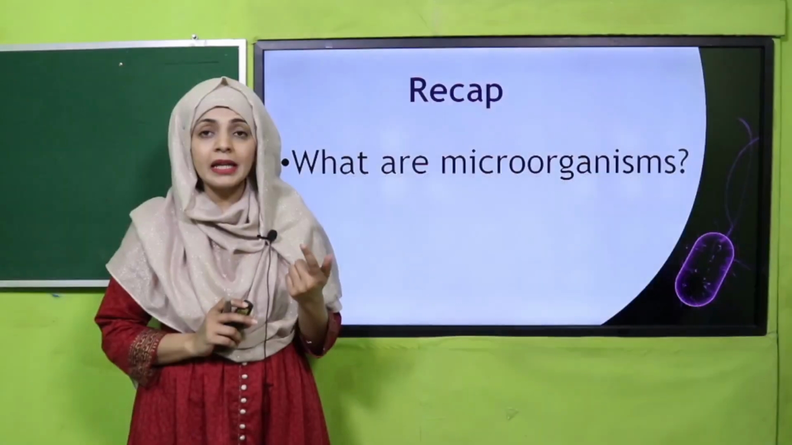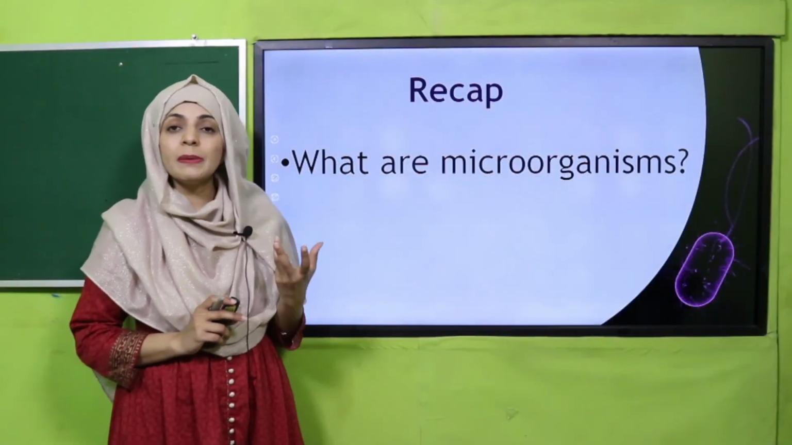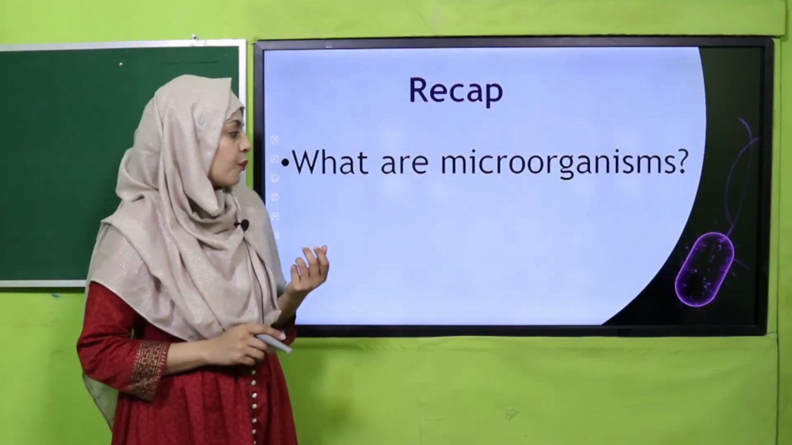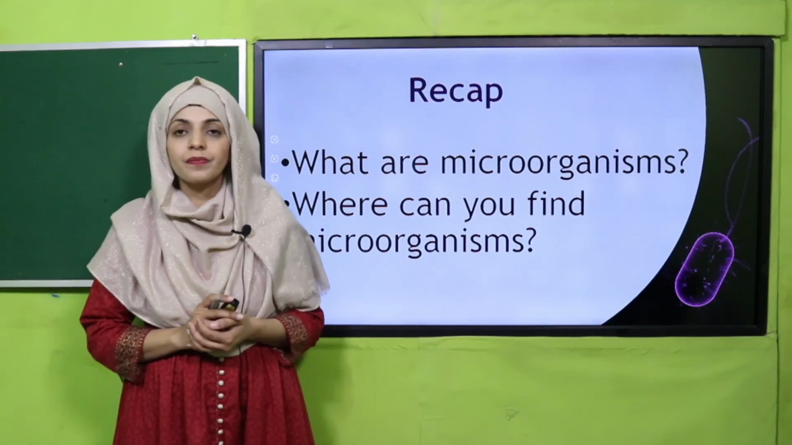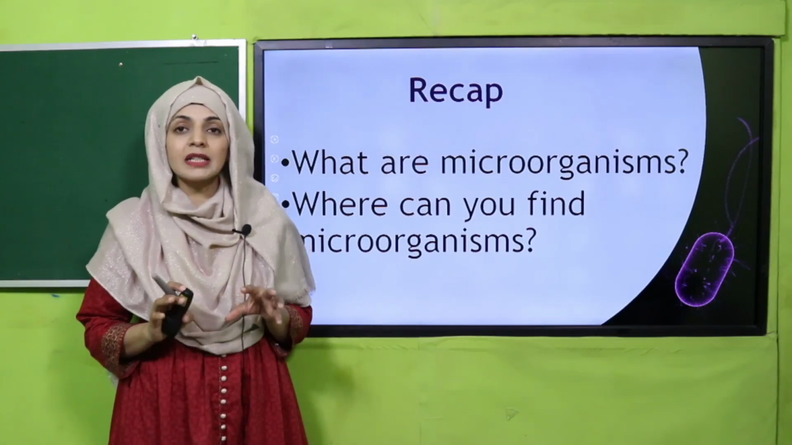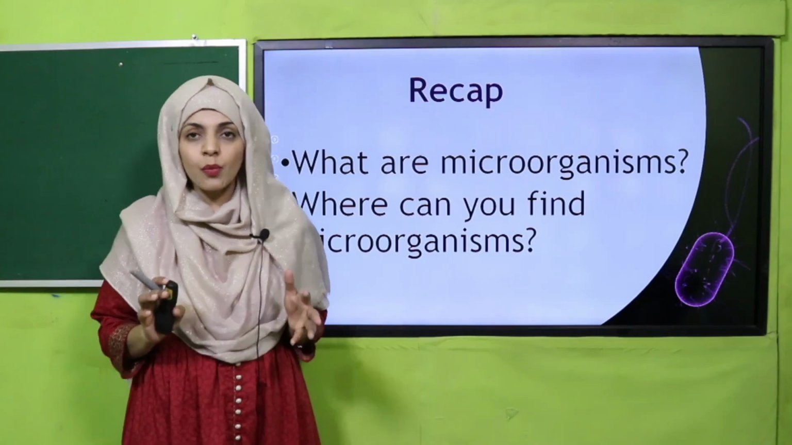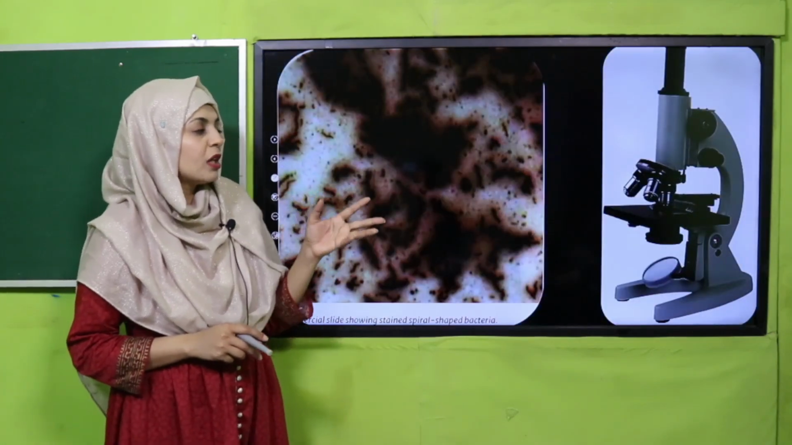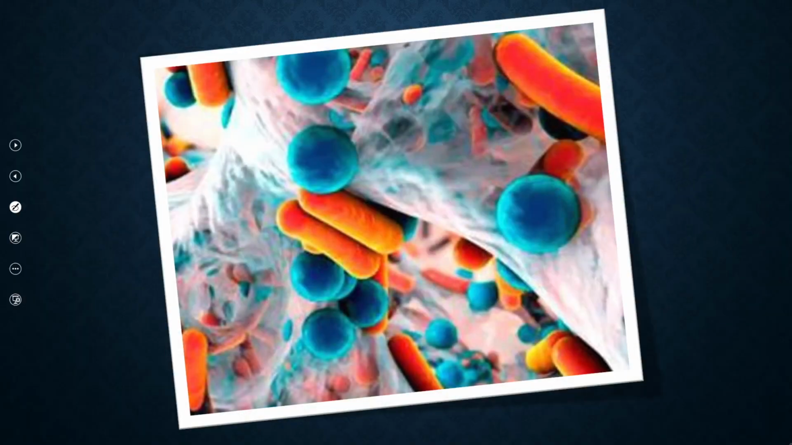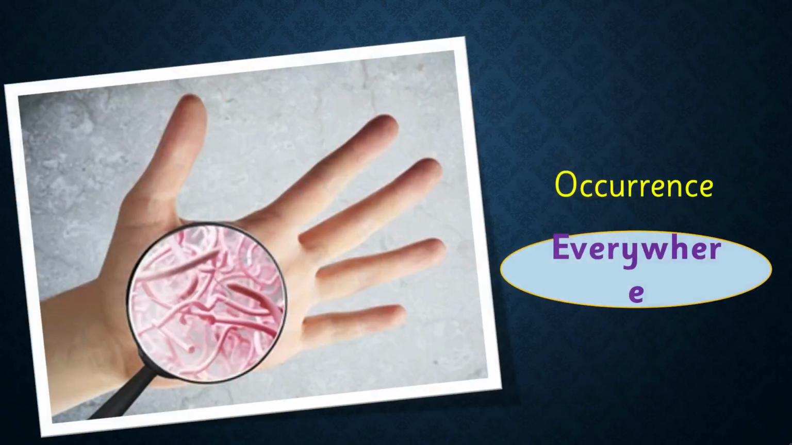Microorganisms are very tiny living organisms which can only be seen under a microscope. Now, where can you find microorganisms? Microorganisms are found almost everywhere around us. Okay, my dear students, so microorganisms can only be seen under a microscope. They are very tiny living organisms and they are present everywhere around us.